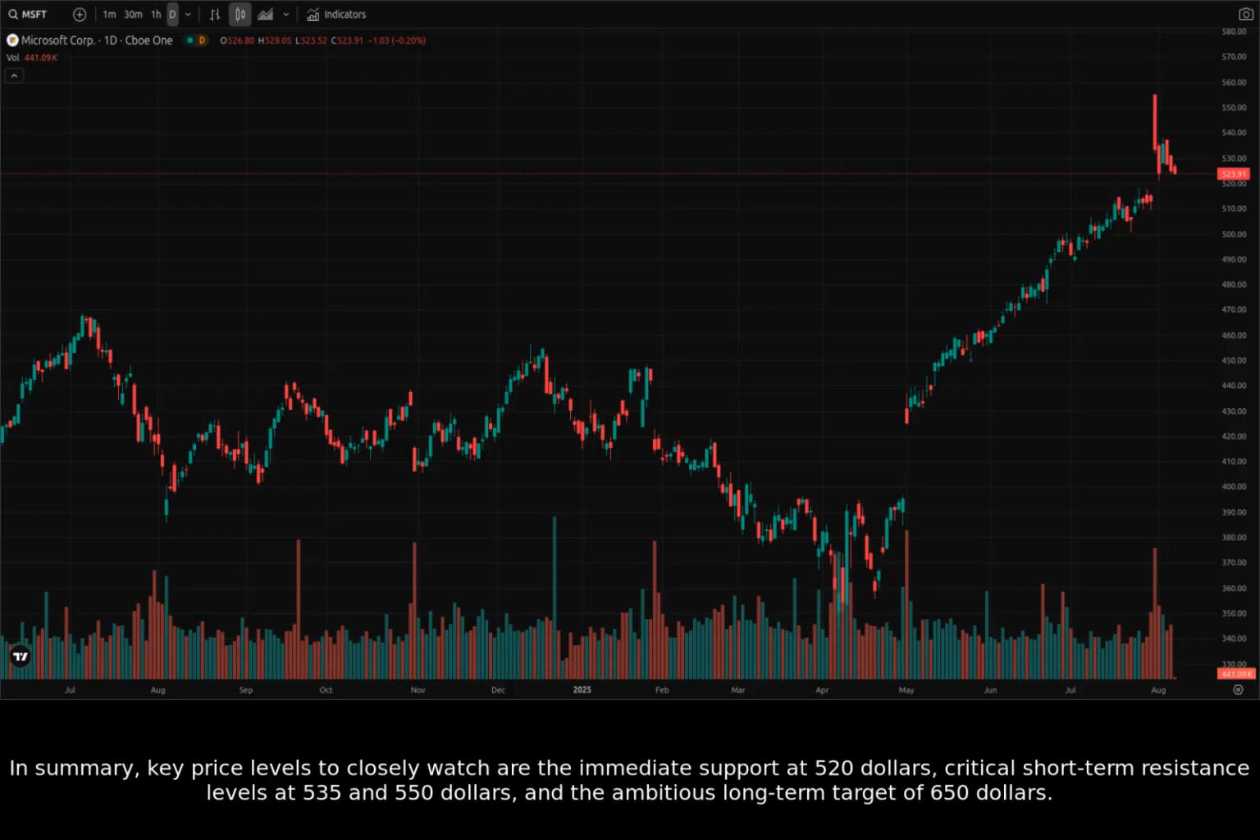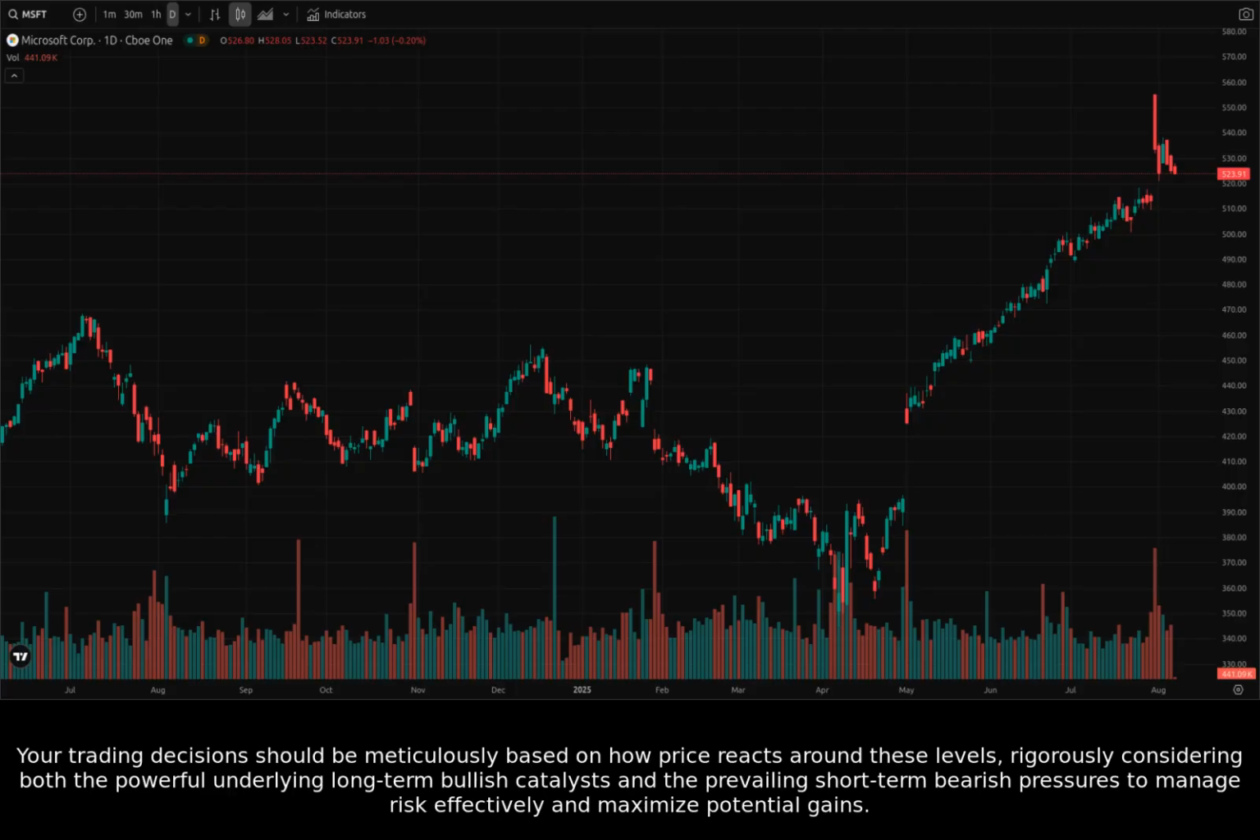In summary, key price levels to closely watch are the immediate support at $520, critical short-term resistance levels at $535 and $550, and the ambitious long-term target of $650. Your trading decisions should be meticulously based on how price reacts around these levels, rigorously considering both the powerful underlying long-term bullish catalysts and the prevailing short-term bearish pressures to manage risk effectively and maximize potential gains.